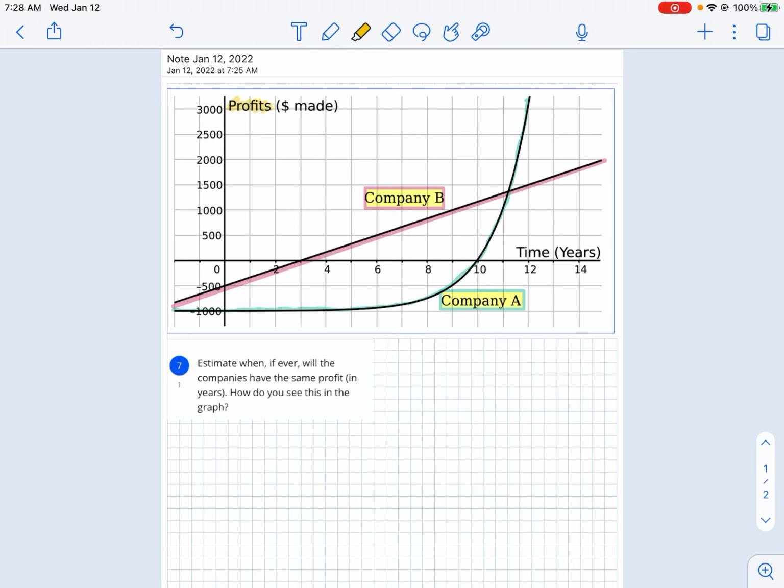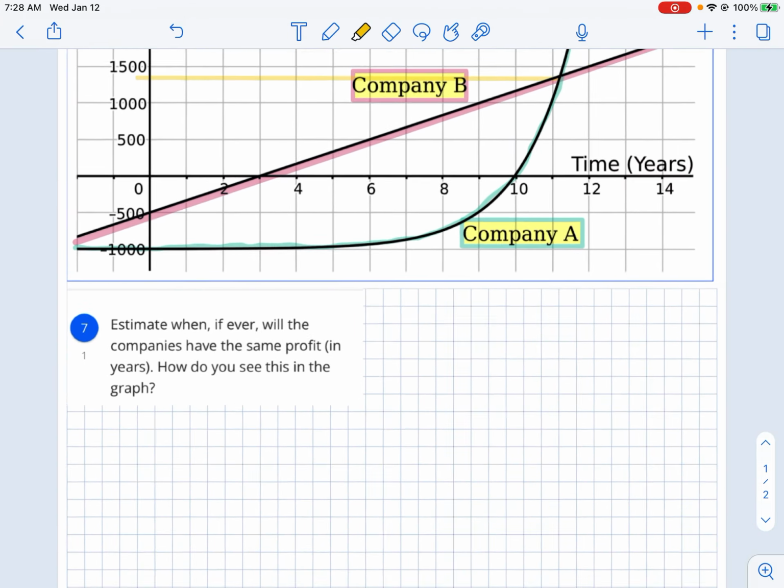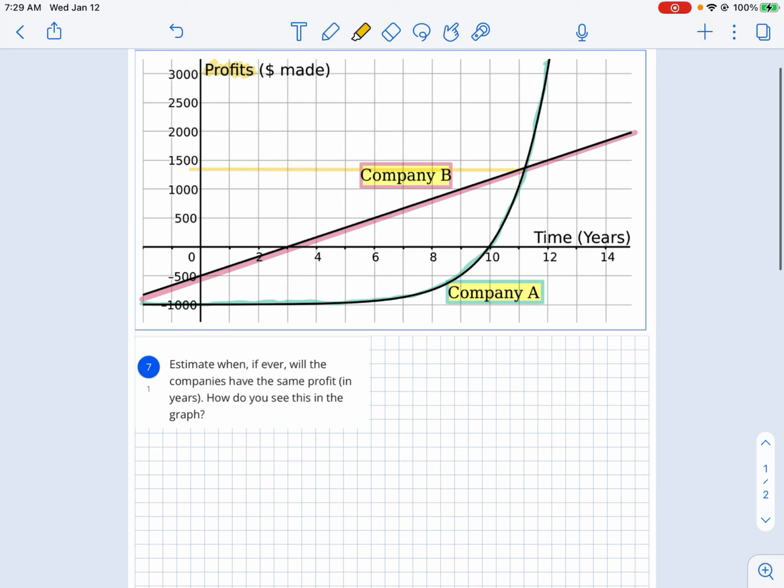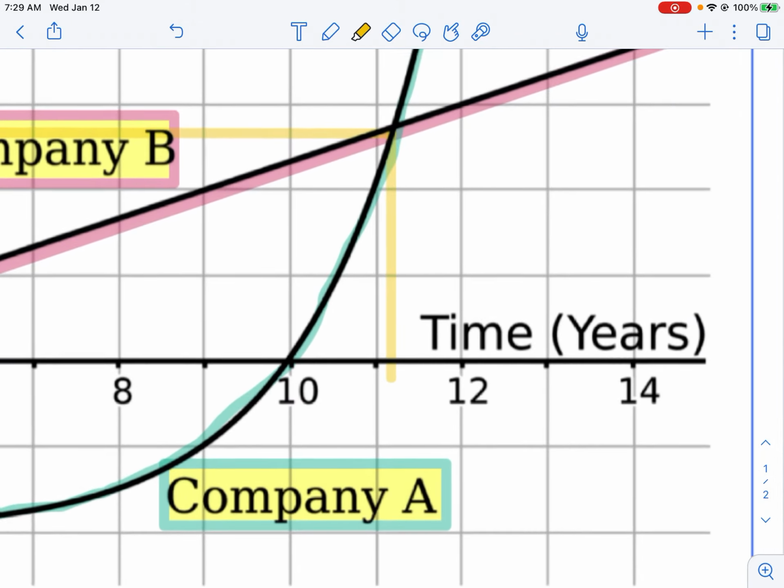y-axis. So you wanna know when they are the same height. So right here, if we draw a horizontal line over, that is when they are at the same height. The question says when, so referring to time. So at this time, where they intersect, it's just after 11 years.